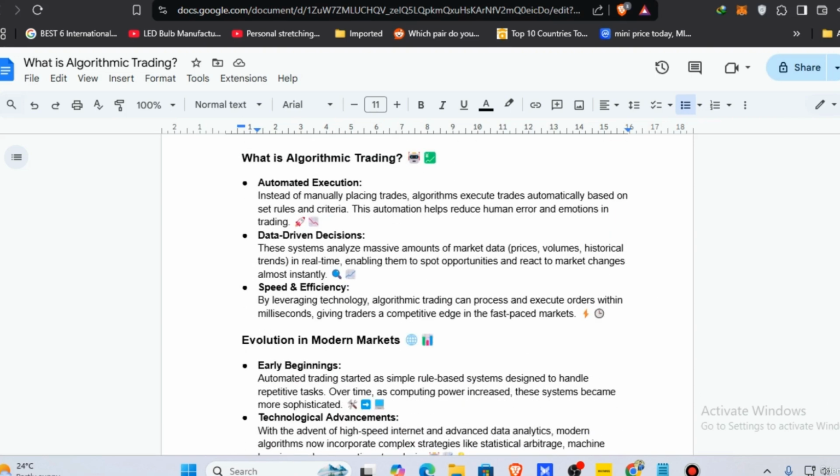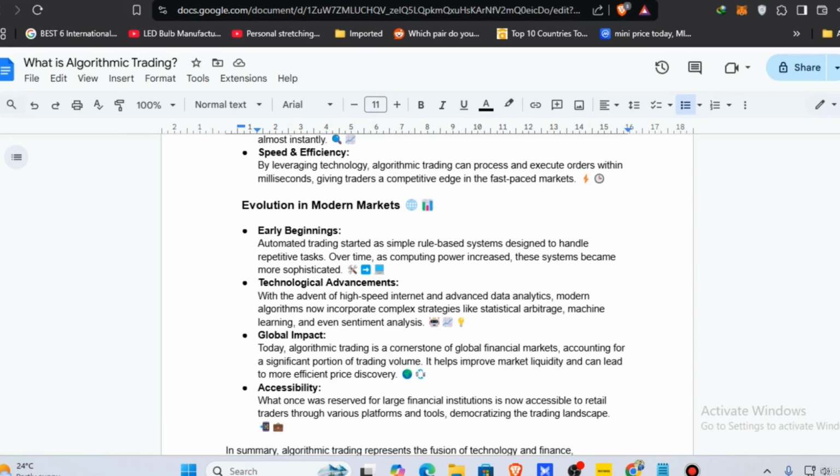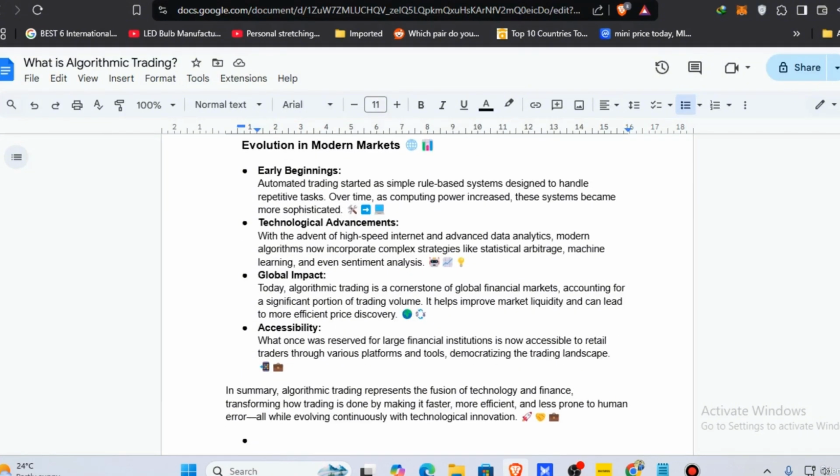Speed and efficiency: if you are at home or at work, this bot can easily take trades based on predefined conditions, and it can bring good profitability. Early beginnings: automated trading started as simple rule-based systems designed to handle repetitive tasks. Over time, as computing power increased, the systems became more sophisticated, and nowadays they are developed for forex markets, with technological advancements and global impact.